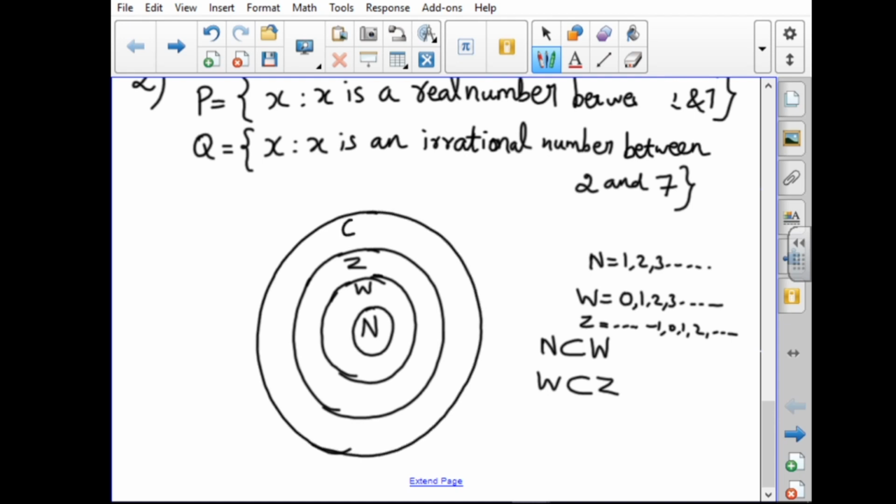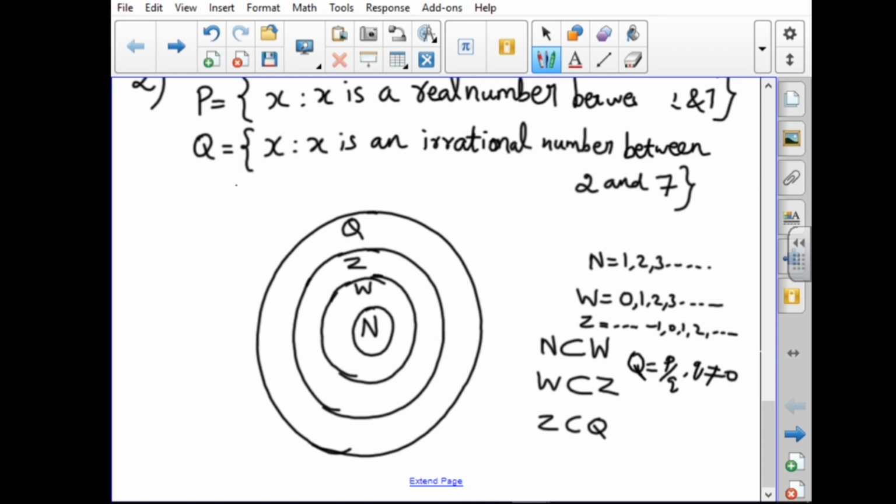Then it's a Q. Q means what? It's a rational number. Q is the set of rational numbers. Rational numbers are of the form P by Q, where Q is not equal to 0. Every natural number and whole number is also a rational number. Okay. So Z is a subset of Q.